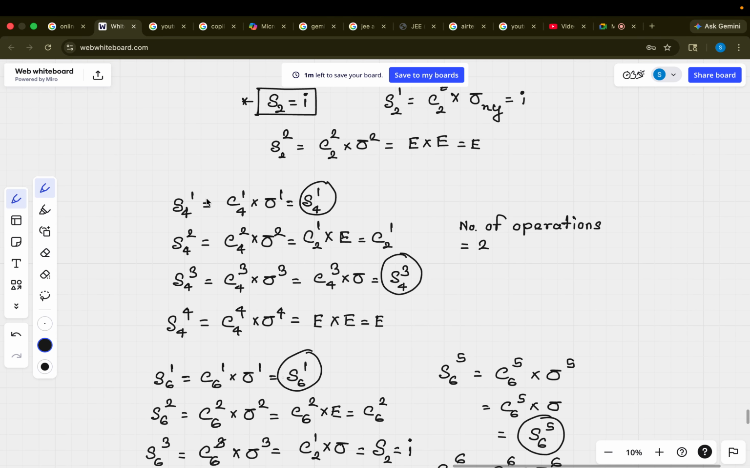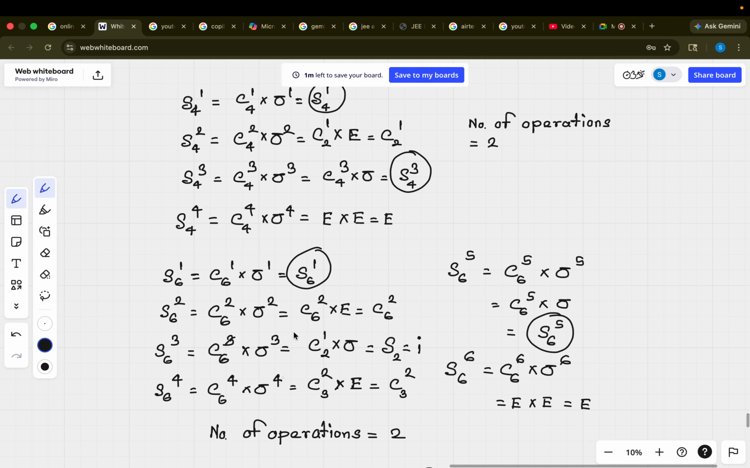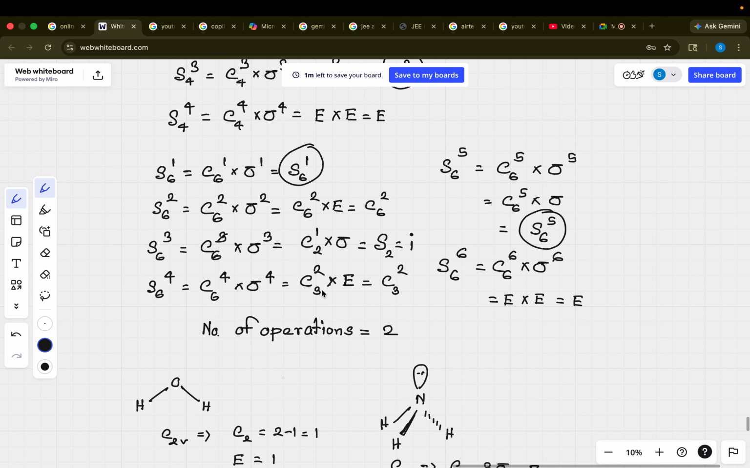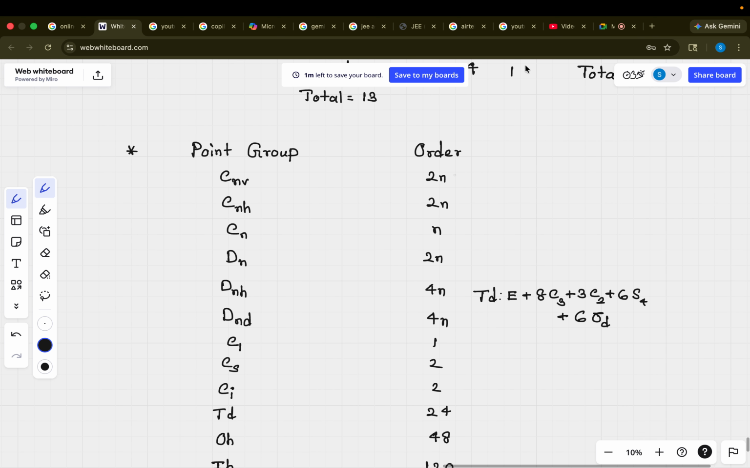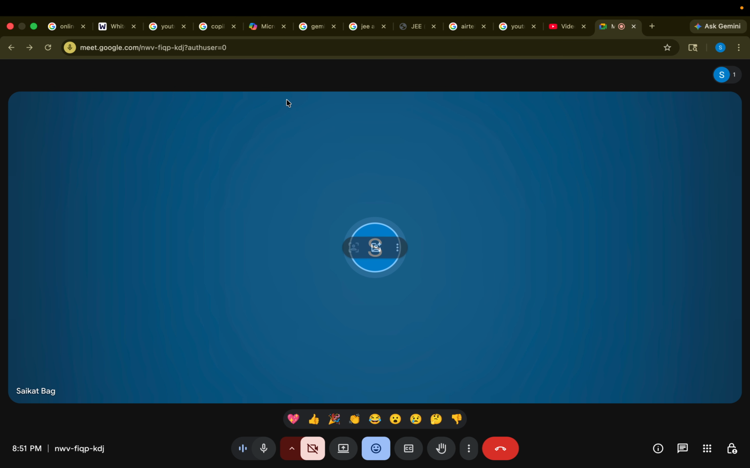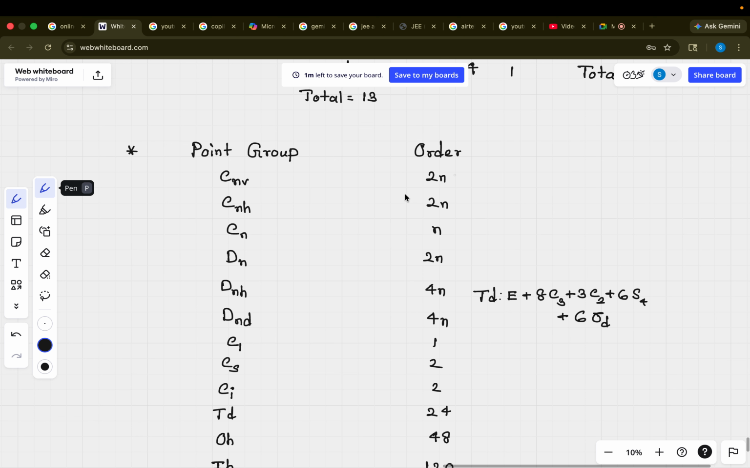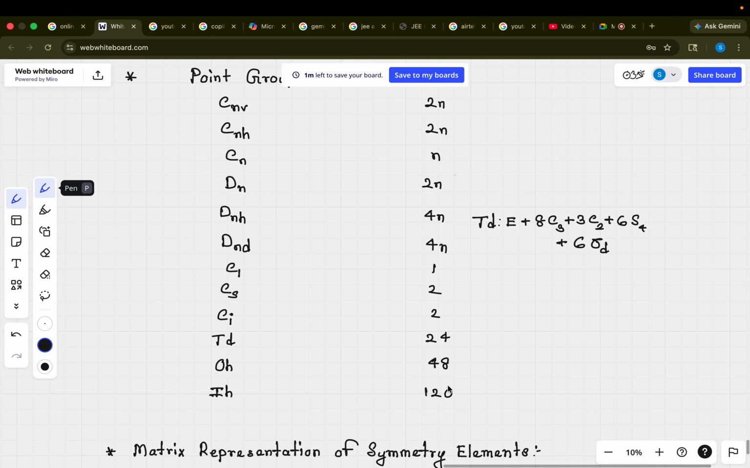Now for even ones, suppose you have S4, here we are getting two operations. For S6 also we are getting two operations. Similarly you can try for S8, you will also get two operations. Now how to find the point group with order. If you see point group with the order, Cnv will be 2n, Cnh will be 2n, Cn will be n, Dn will be 2n, Dnh will be 4n, Dnd will be 4n, C1, Cs 2, Ci 2, tetrahedral is 24, octahedral is double of that, 48, and icosahedron is 120.